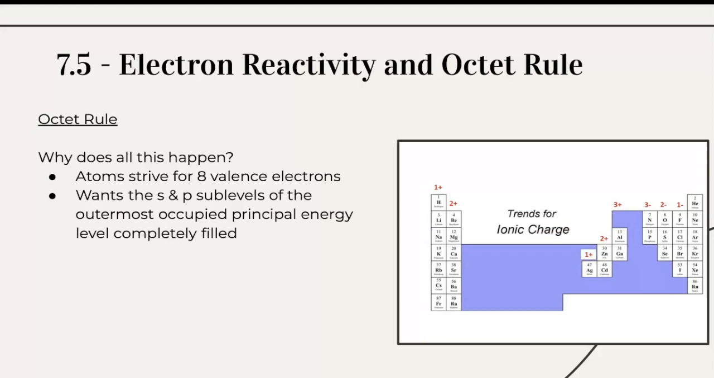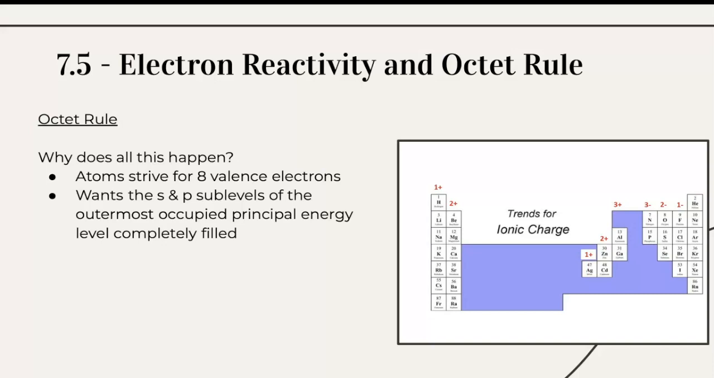So we approach this question, why does this all even happen, right? We're noticing metals tend to lose their valence electrons and nonmetals tend to gain their valence electrons when it comes to reactivity. And this is because of the octet rule. Atoms try to achieve the octet, oct meaning 8. Atoms strive for 8 valence electrons, and they want the s and p sublevels of the outermost occupied principal energy level completely filled. And this octet rule helps us understand why there's a tendency for an atom group to form ions of a defined charge.